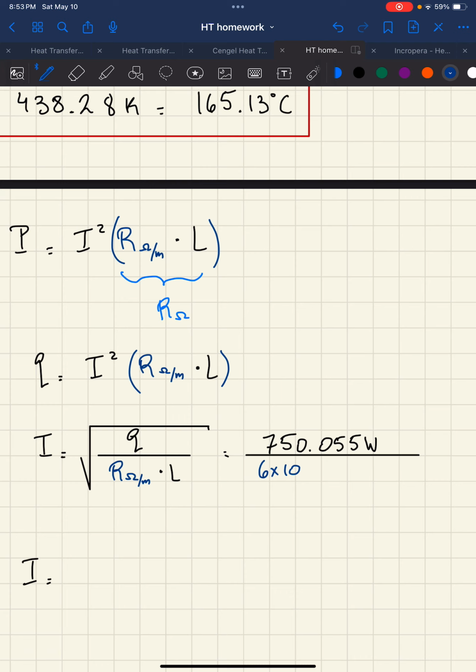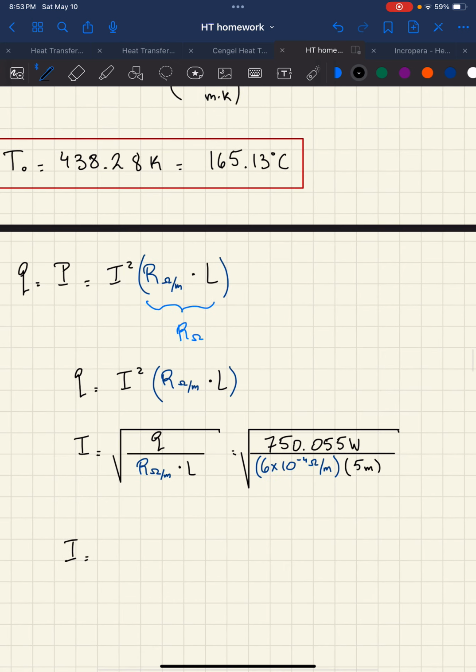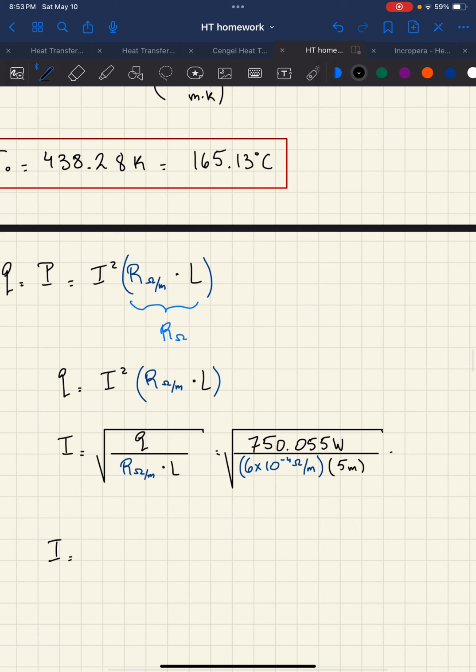Okay, so this is 6 times 10 to the minus 4 ohm per meter, multiplied by the length, in this case 5 meters. And then we take the square root. This should give you 500.02 amps. And we can just truncate that to 500 amps. Done.